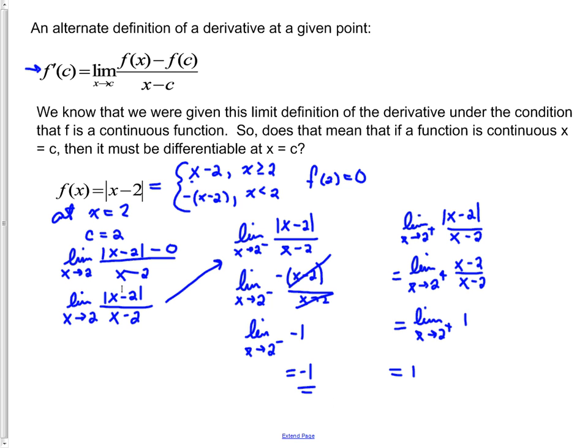Now, if you remember, this is a two-sided limit, and we said that one of the conditions under which two-sided limits will not exist is if we get different values from the left and the right. And lo and behold, we get two different values. They don't equal each other, and we would say then that this limit fails to exist.